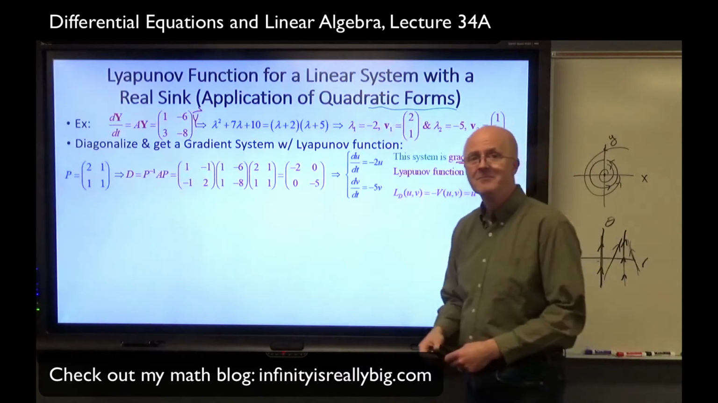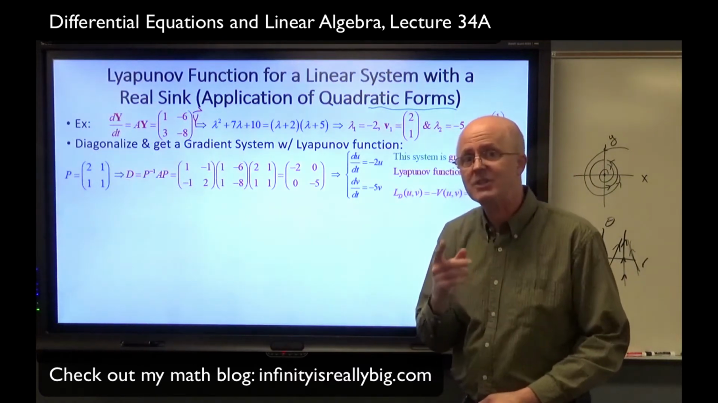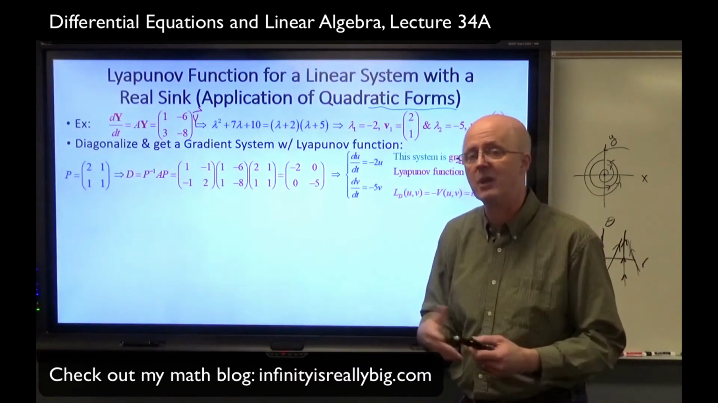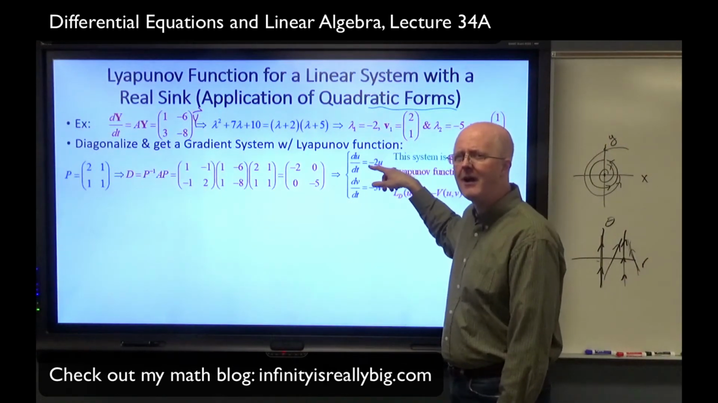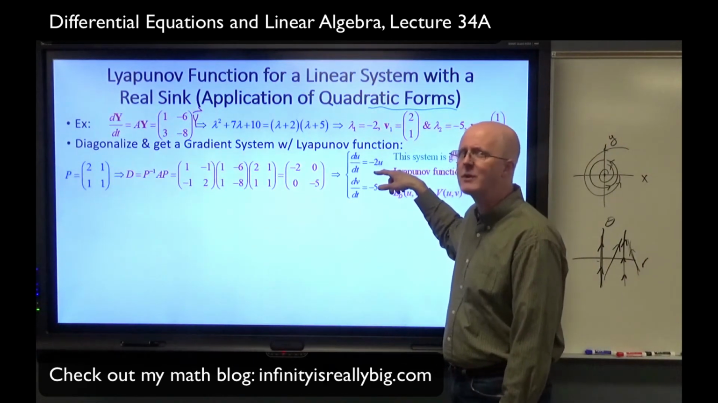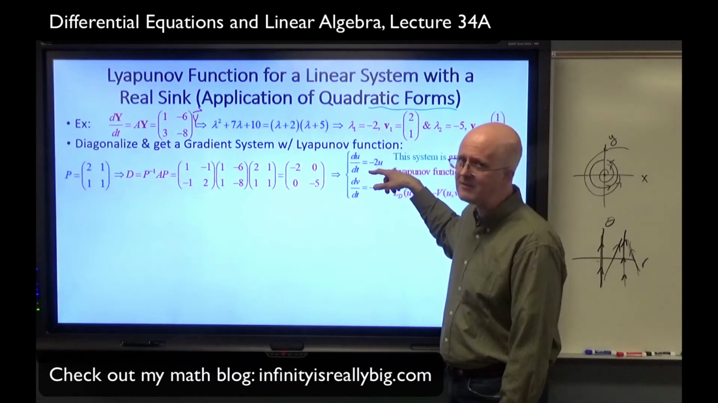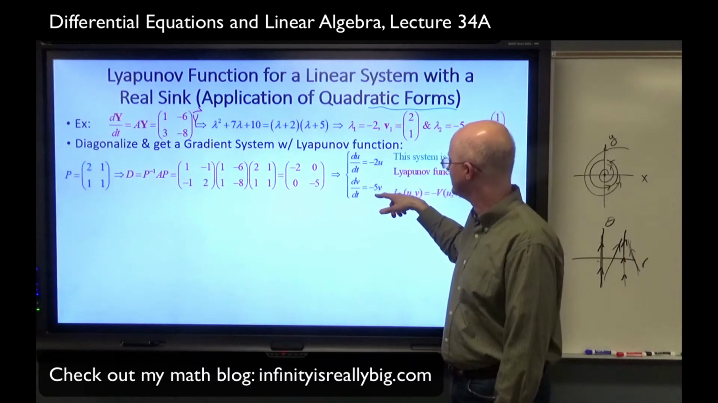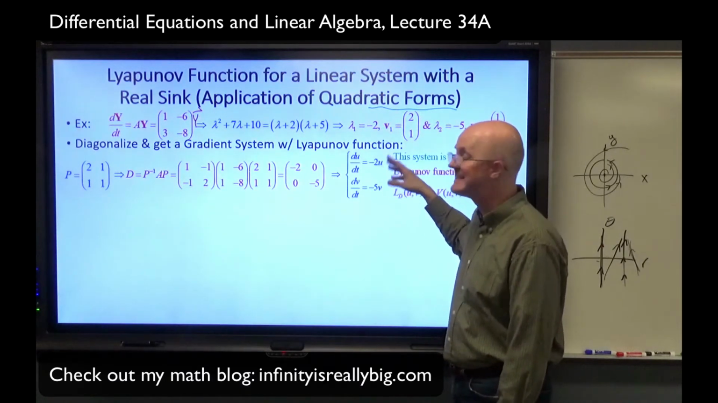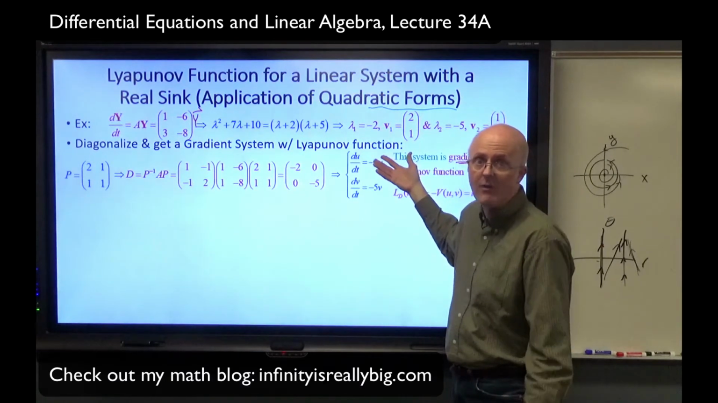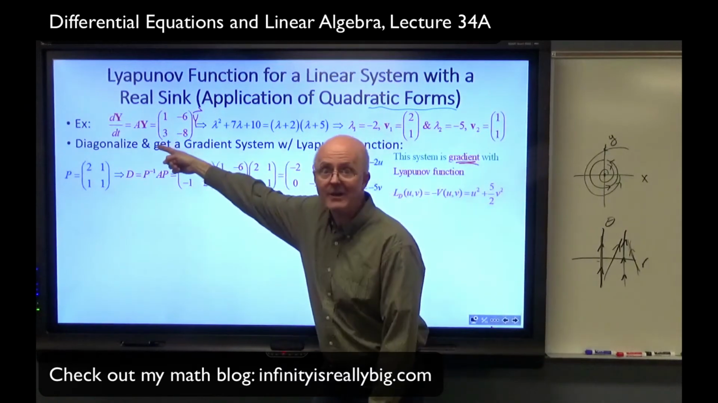Why? Remember the quick condition to check to see if you've got a gradient system on the entire plane. Does the partial derivative of the first function with respect to the second variable always equal the partial derivative of the second function with respect to the first variable? In this case, they do. They're both 0.